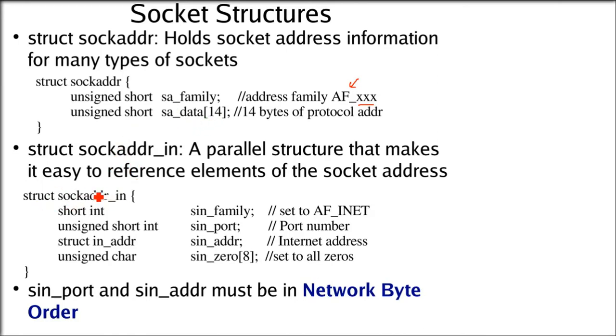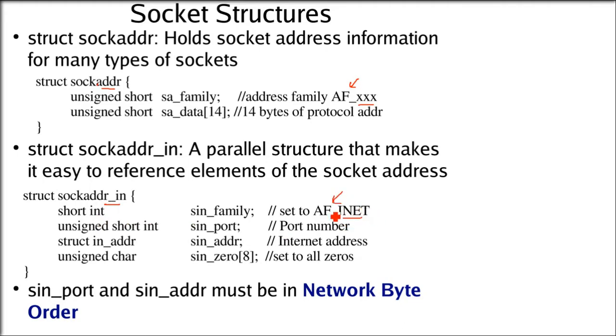Now, why do we require the other structure? sockaddr was already there. Why do we need this sockaddr_in? Why are we creating it? These two are almost parallel. This is a parallel structure that makes it easy to reference elements of the sockaddr, because we have to deal with different elements. This is exactly the same as this. These two are exactly the same. We have just put an _in.